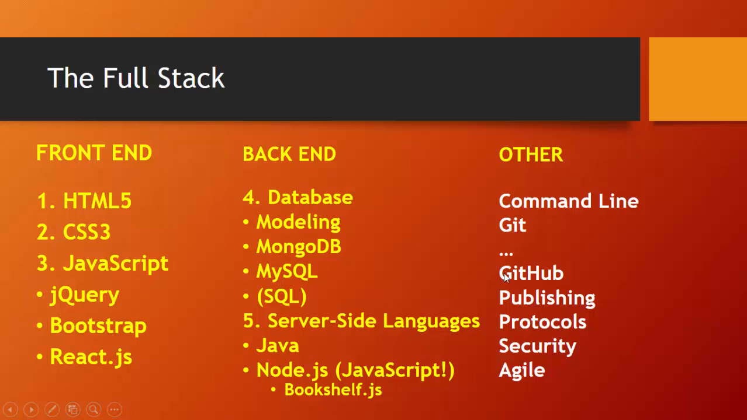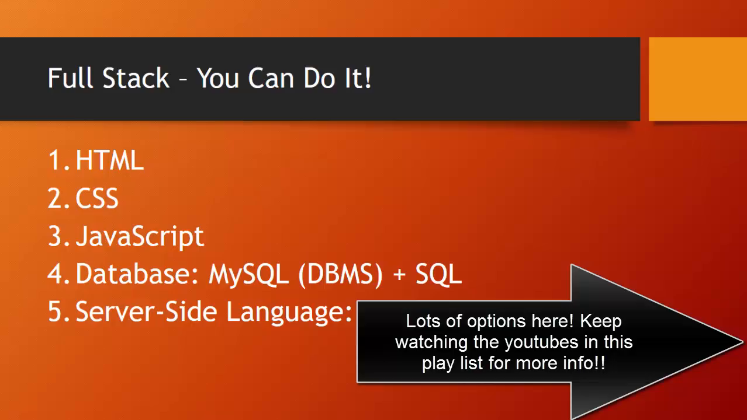a command line. We'll be publishing to GitHub, a cloud storage location that uses the Git language to safely store and share our files. We'll be learning about protocols such as FTP to transfer our files, HTTP to transfer our files over the internet. We'll be working on security from a networking standpoint, and we'll be using agile programming, software development methodologies. That would be how I would organize this information just to make it more digestible. The full stack. It's only 5 big pieces. You can do it. Thank you for listening.